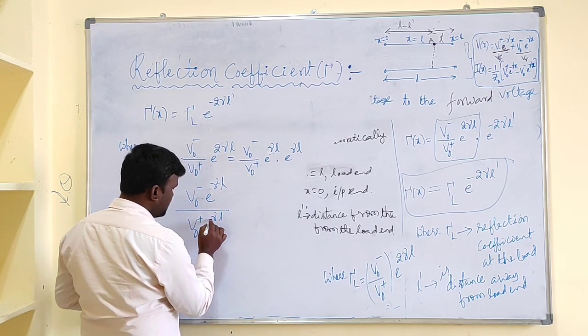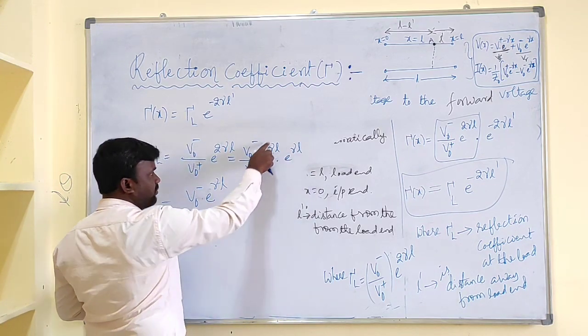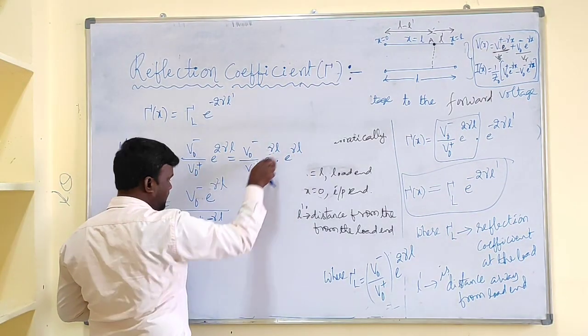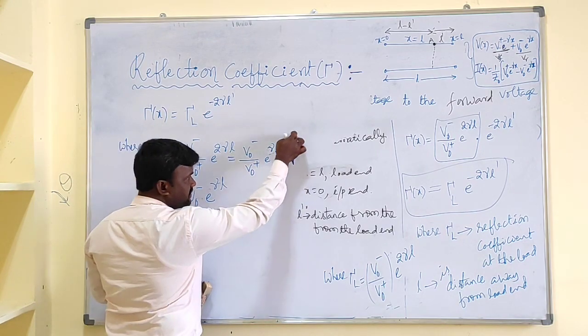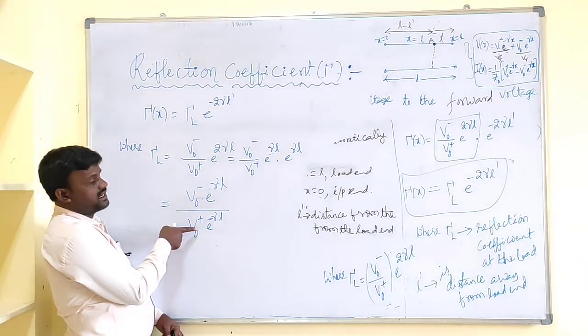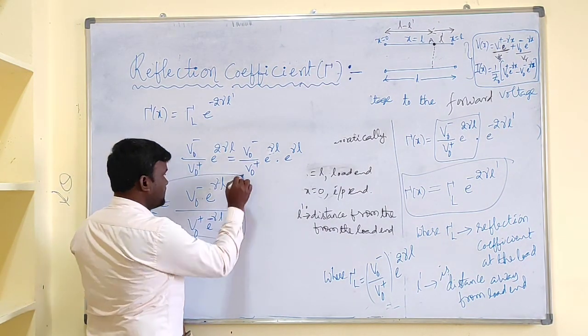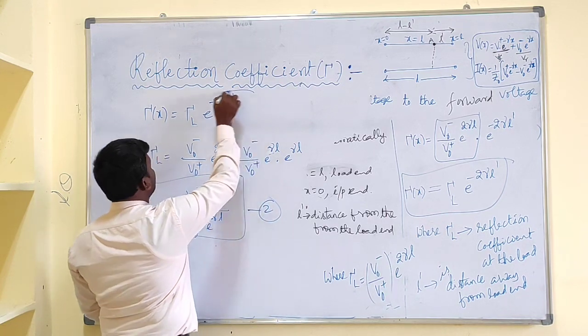One term is written here, and this term is sent to the numerator. If I send that term to the denominator, please write one term e to the power gamma L in the numerator and the remaining term at the denominator. If you shift this term to the denominator, e to the power gamma L becomes e to the power minus gamma L, like this. Let us take this as equation 2, this is equation 1.